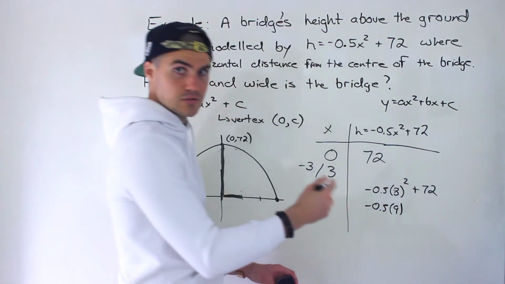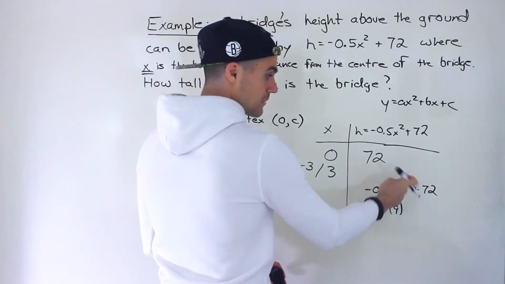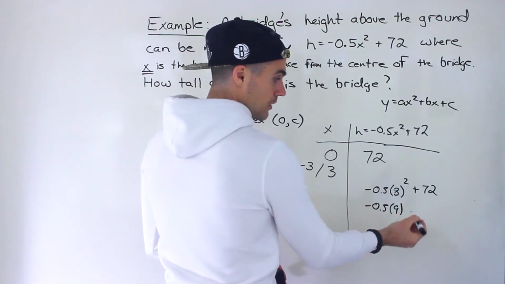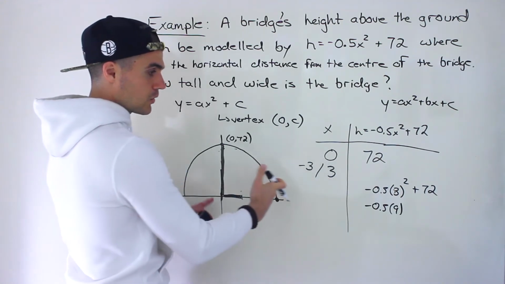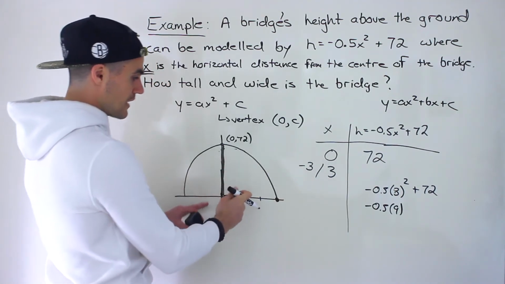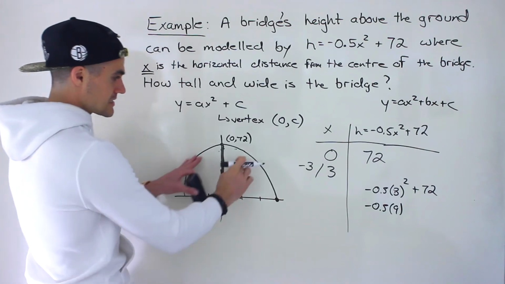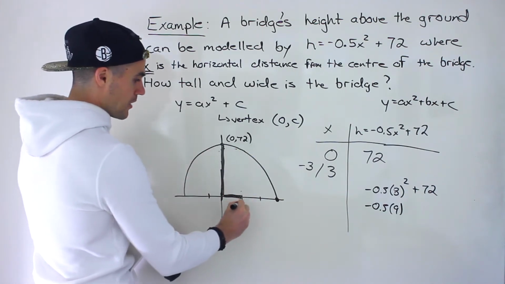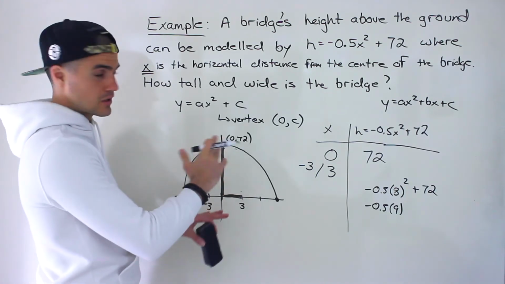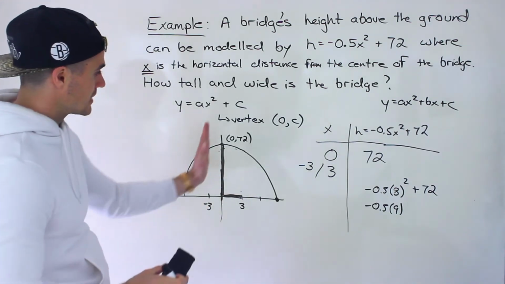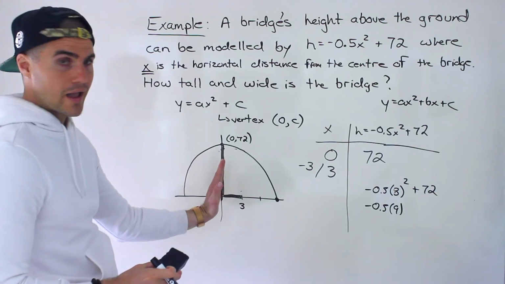Negative 3 to the power 2 is positive 9. 3 to the power of 2 is also positive 9. And so negative 3 and positive 3 are going to give us that same h value, and that's why it's symmetrical, right? So at positive 3 and then at negative 3, that h value is going to be the same because it's symmetrical about that y-axis, right?